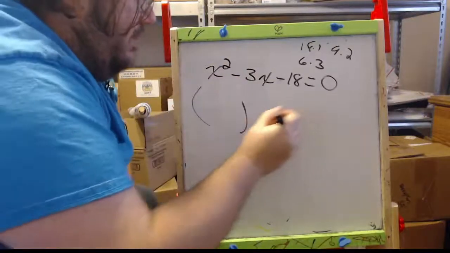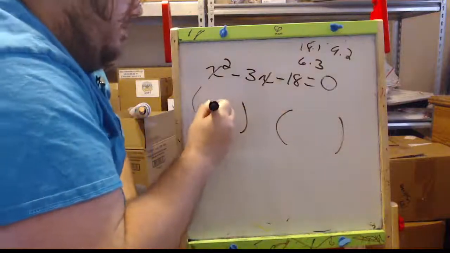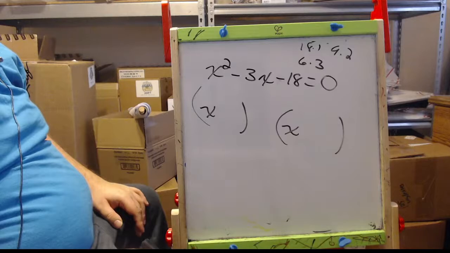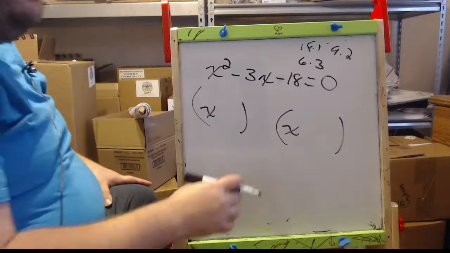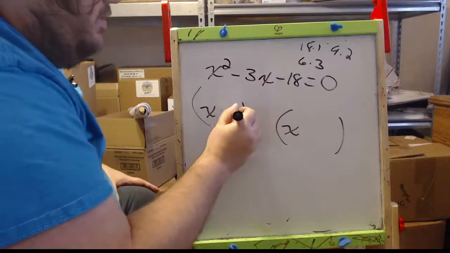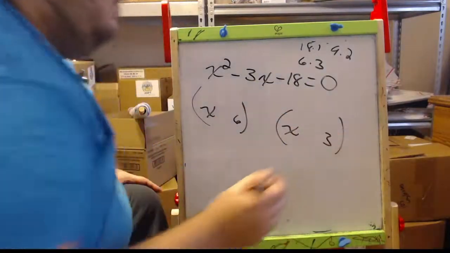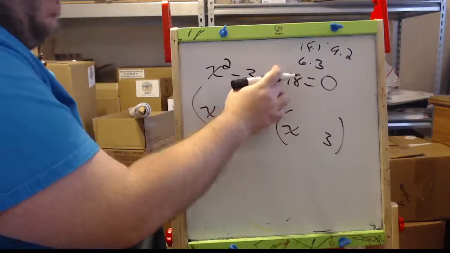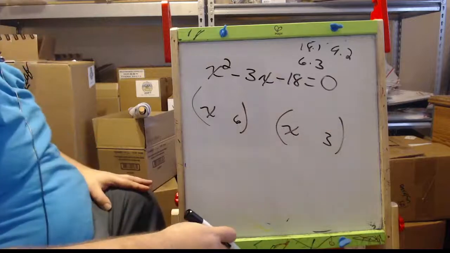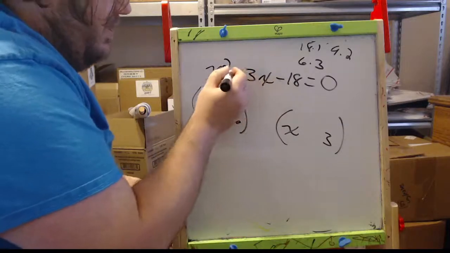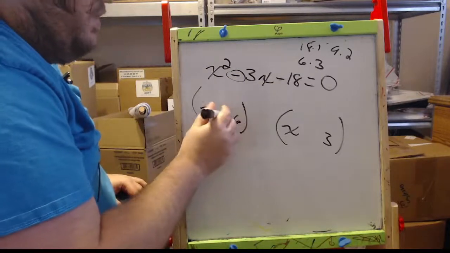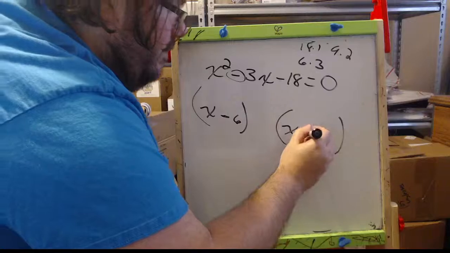So the first thing again, put your x's down. Then we know it's a 6 and we know it's a 3. The question is, what goes where? Since it's negative, one's got to be positive and one's got to be negative. Then we look at the middle term, and the negative stays in the equation, so the bigger number's got to be the negative, like so.